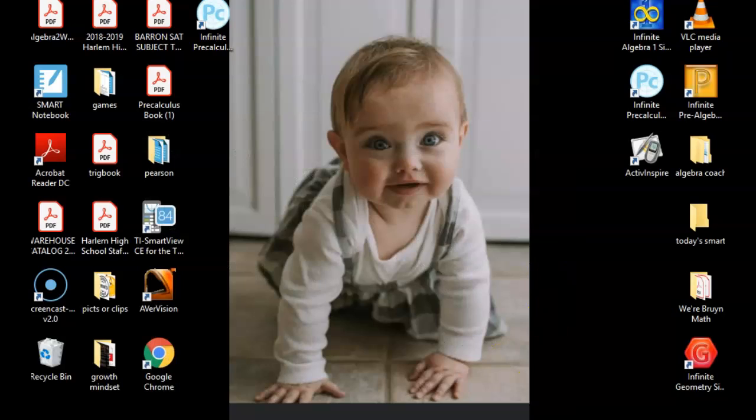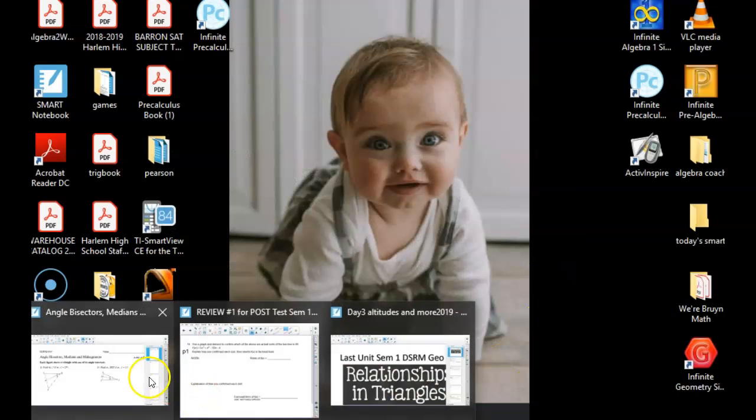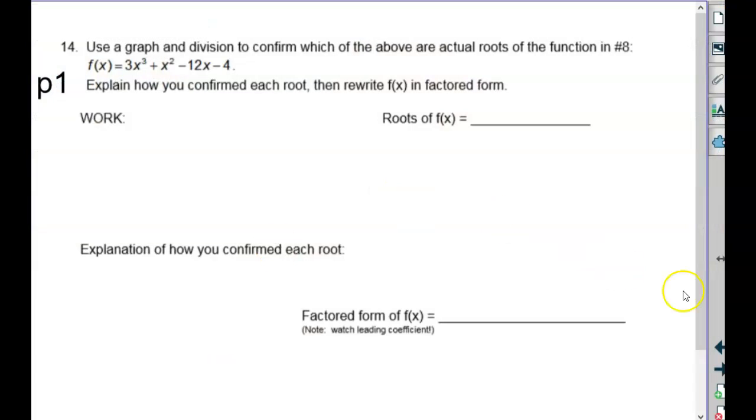Okay, cute baby, but let's go back to what we're supposed to be doing here, Hoffbauer. There we go. All right.